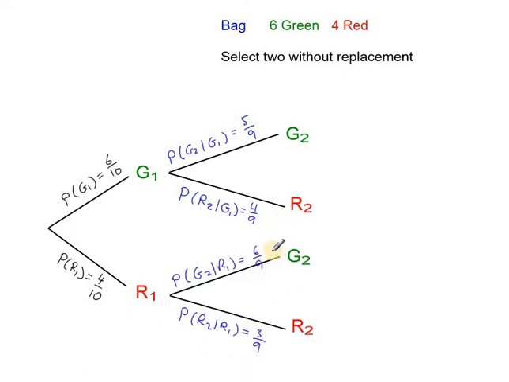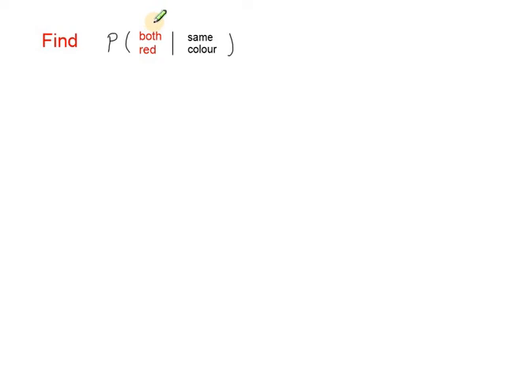And likewise down here, so we select the first one as red and then the second one is green, so the probability that the second sweet selected is green, given that the first one selected was red, 6/9, and so on. Now we have to work out the conditional probability that both sweets are red, given that they are both the same color. Again, we start on this side because this event always goes first, and this is the one that we use for the restriction in the sample space.